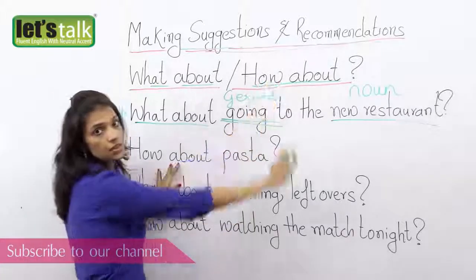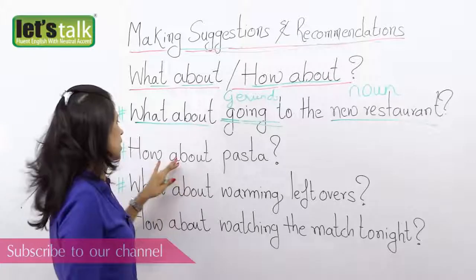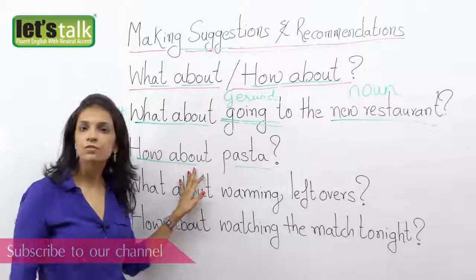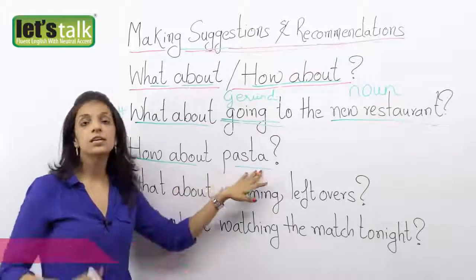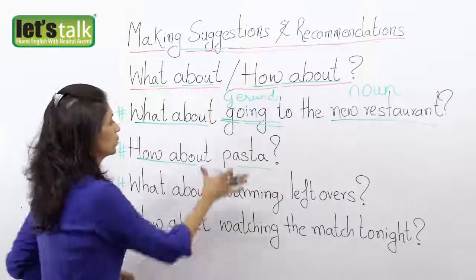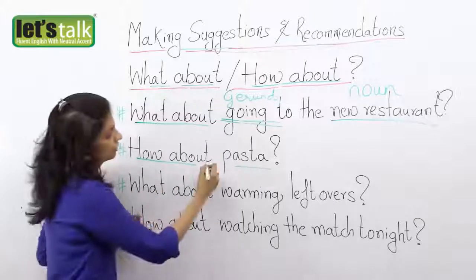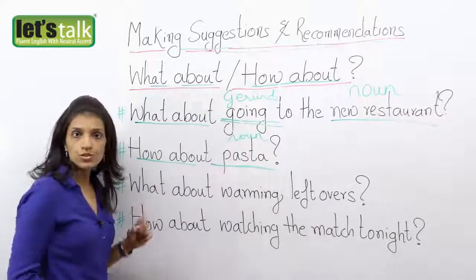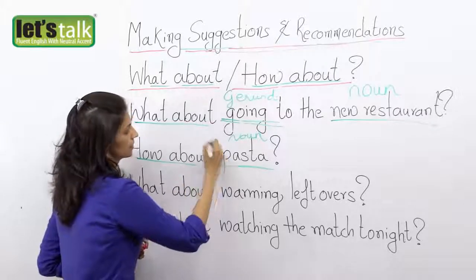Okay, same way in my next example, how about. So now let's learn how do we make a suggestion using how about. How about pasta? Okay, so your mother asks you, what should I cook for dinner today? So you said, how about pasta? You're making a suggestion to her to make pasta. Here you are using the noun. You can also say how about making pasta.